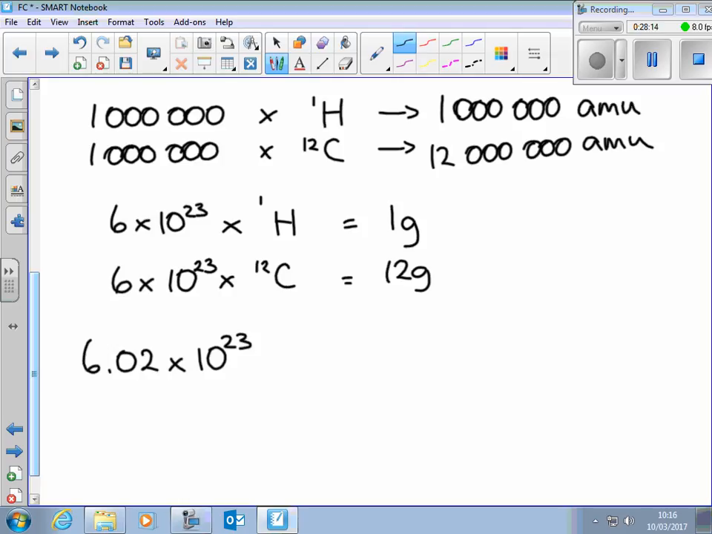6.02 times 10 to the 23 then is 1 mole. So we can have a mole of hydrogen, we can have a mole of carbon, a mole of water, a mole of sodium chloride. You could, if you wanted, have a mole of moles.